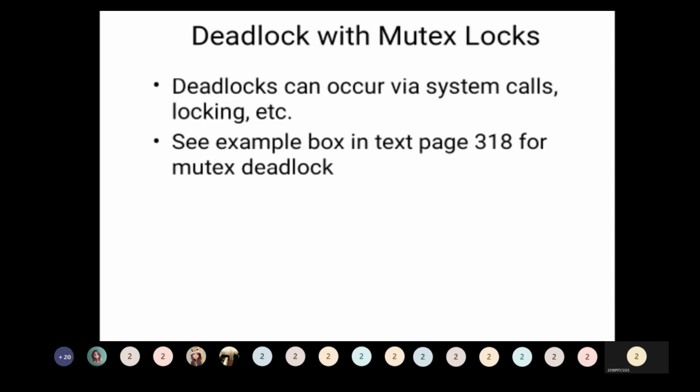When you are using mutex locks for achieving synchronization in processes, in inter-process communication and all, then there may be deadlocks. In what way we will see that. So deadlock can occur via system calls, locking, etc. In this case of mutex locks, the option of getting deadlocks is via system calls, via locking protocols used for achieving synchronization.